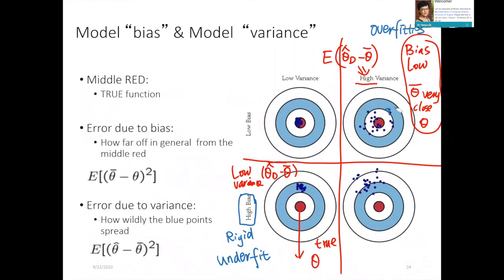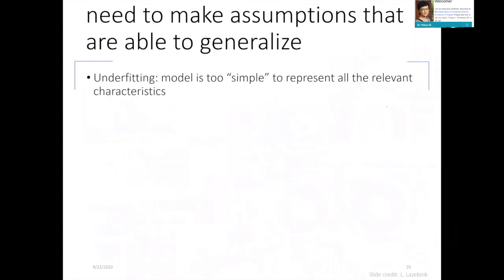So again, remember this: what you actually observe on your training data is only one blue point. Yeah, so this is generalization error. So the training error, let's see the next page. Underfitting is normally when the model is too simple, too rigid to represent all the relevant characteristics. It's normally caused by high bias and low variance. And what you observe is high training error and high test error.